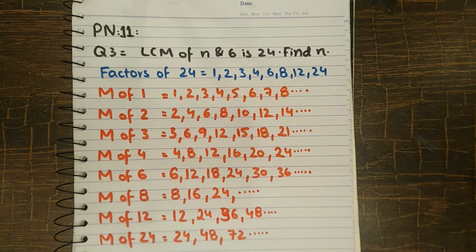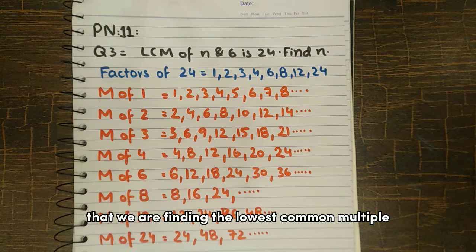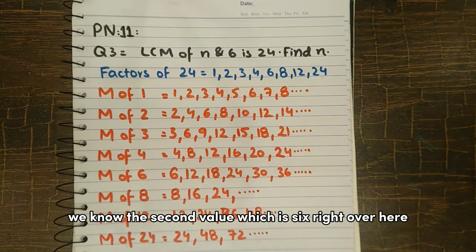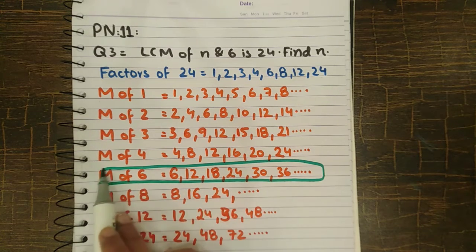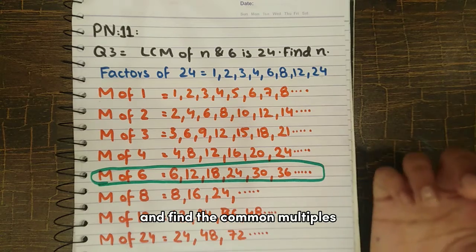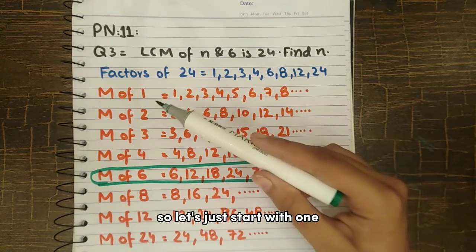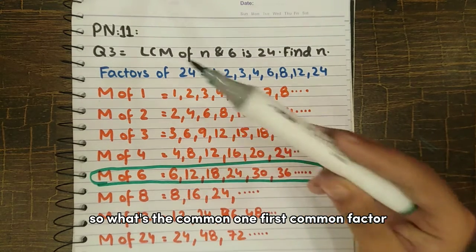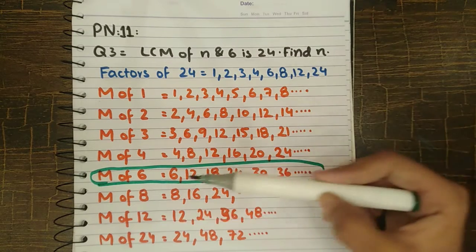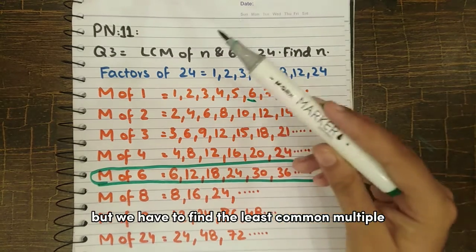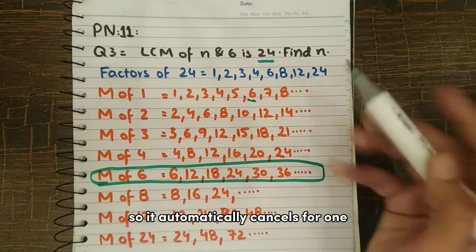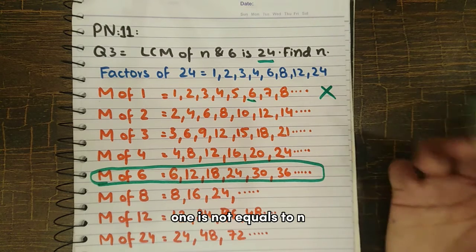Now we have to keep in mind that we are finding the lowest common multiple. In the question we know the second value, which is 6, right over here. So what are we going to do? We're going to take this box of 6 and compare it with the others and find the common multiples. Let's start with 1. What's the first common multiple, the least common multiple? There is 6 common over here, but the least common multiple should be 24. So it automatically cancels for 1. 1 is not equal to n.